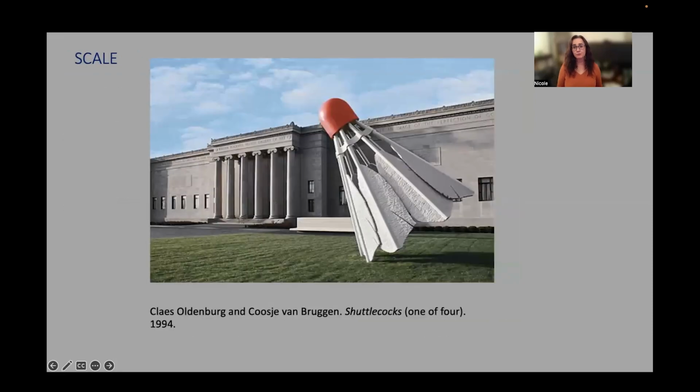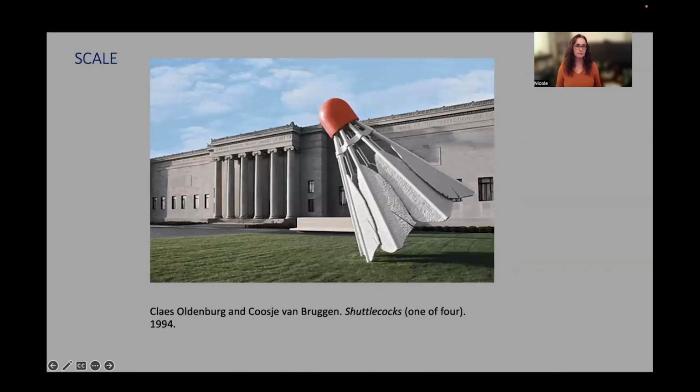But on another note, Claes Oldenburg and Coosje van Bruggen use scale to distort things in an opposite kind of way, more of a humorous kind of approach. And there is a breakout in the textbook, so be sure that you check that out for more information on this artistic duo. In Shuttlecocks, the artists arrayed 4 huge metal shuttlecocks on the lawns outside the north and south facades of the Nelson-Atkins Museum of Art in Kansas City, Missouri.